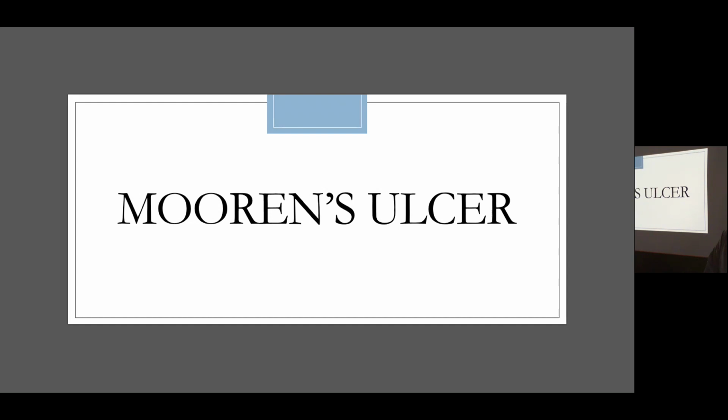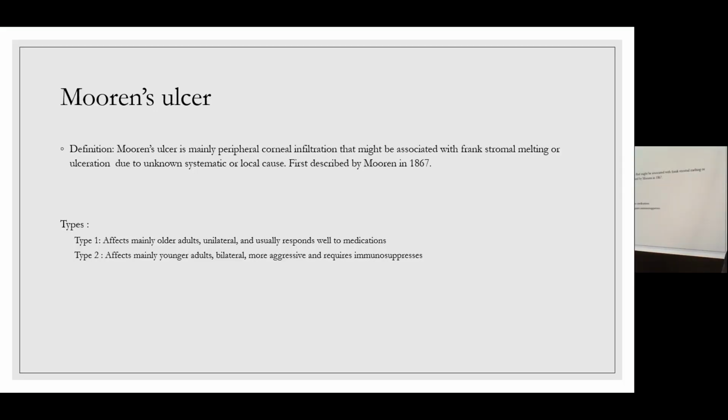And since our patient turned out to be most likely Mooren's rather than peripheral ulcerative keratitis, I'm going to talk briefly about Mooren's. So Mooren's is basically defined as a PUK without a local cause or a systemic cause. And it was first described by Mooren in 1867. And there are actually two types.